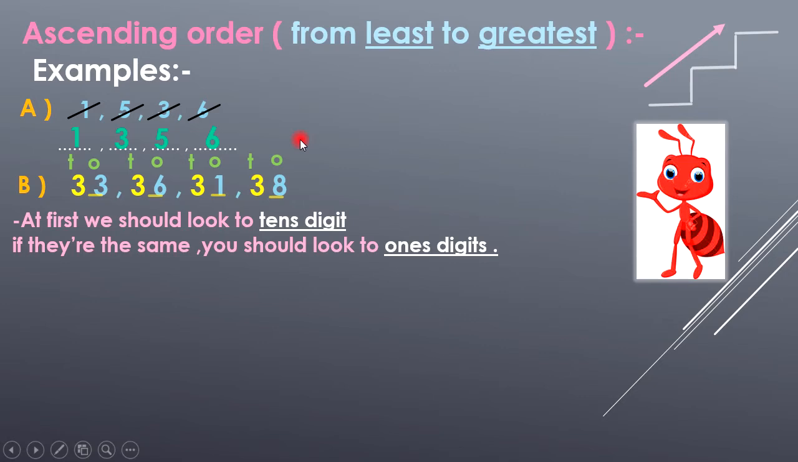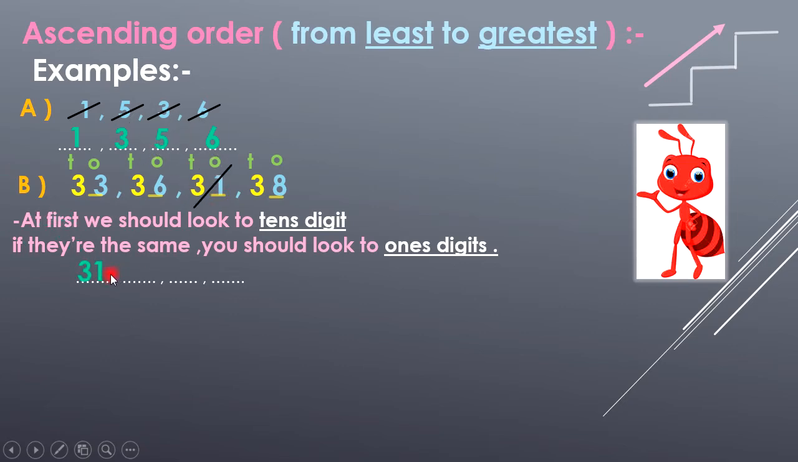Okay, when we look to ones digit, I want to order numbers from least to greatest. That means from the smallest to the greatest. Okay, let's look together. Where is the smallest number in ones home? Yes, it's 31, because 1 is the smallest number in ones home. Okay, I cross 31 and put here 31.